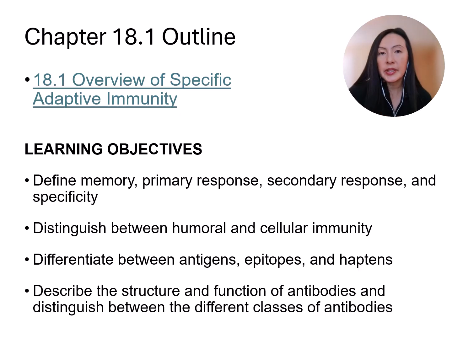By the end of this lecture, you should be able to define 4 key terms: memory, specificity, primary response, and secondary response. You should also be able to distinguish between humoral and cellular immunity, understand the difference between antigens, epitopes, haptens, and describe antibody structure and the 5 immunoglobulin classes.